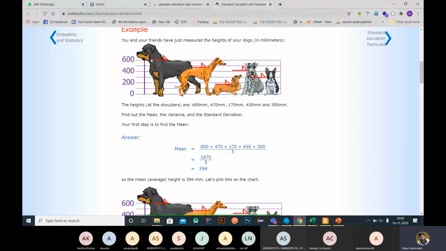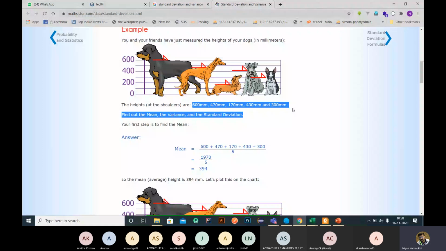So the mean is the average. Mean is the arithmetic mean. If you are simply saying mean, that corresponds to the arithmetic mean. So mean is finding the average of all these heights. We have given the height in millimeters and we are finding the average. So the average of height is 394. That is the mean.